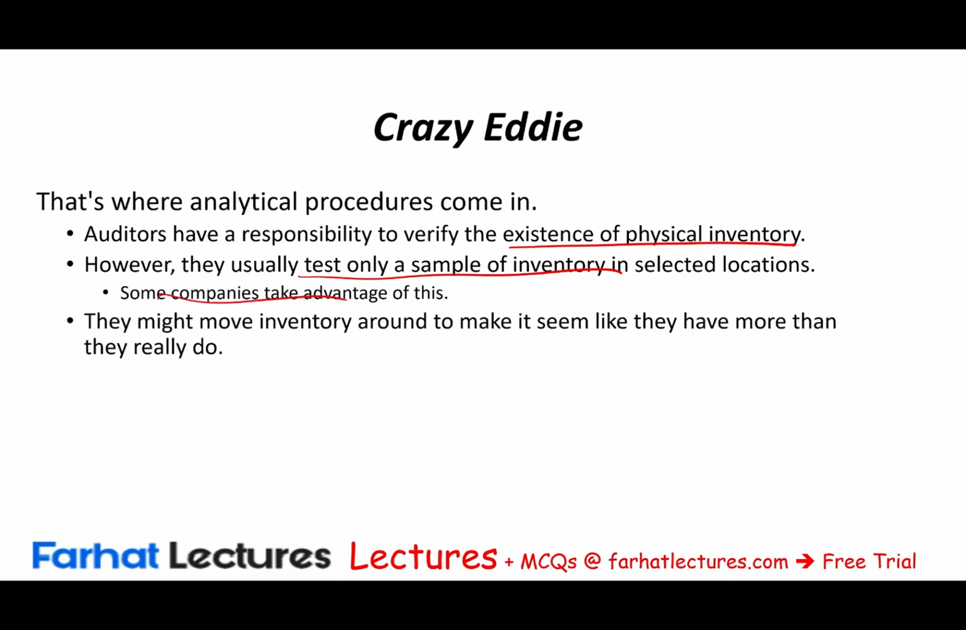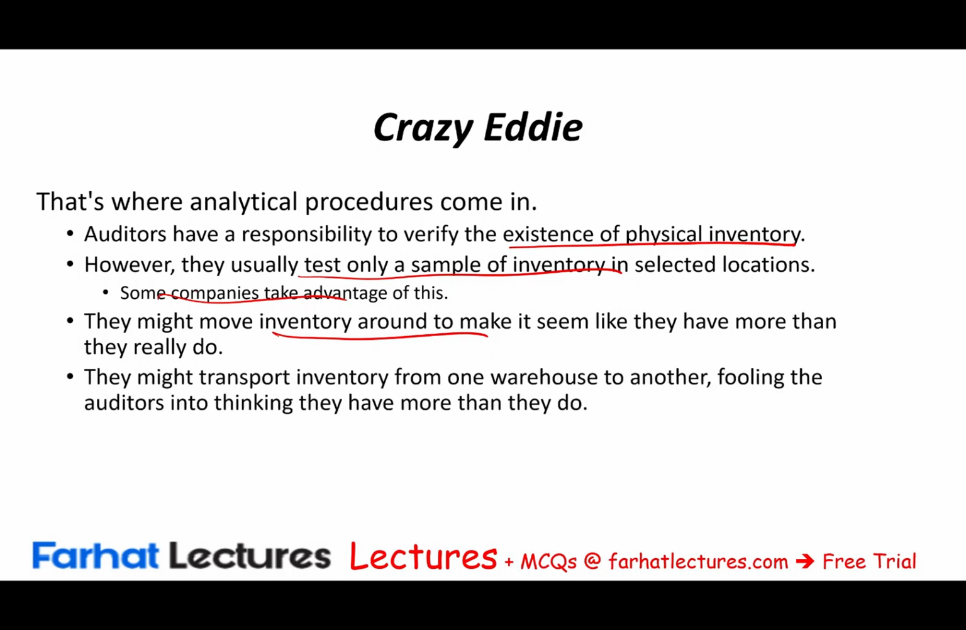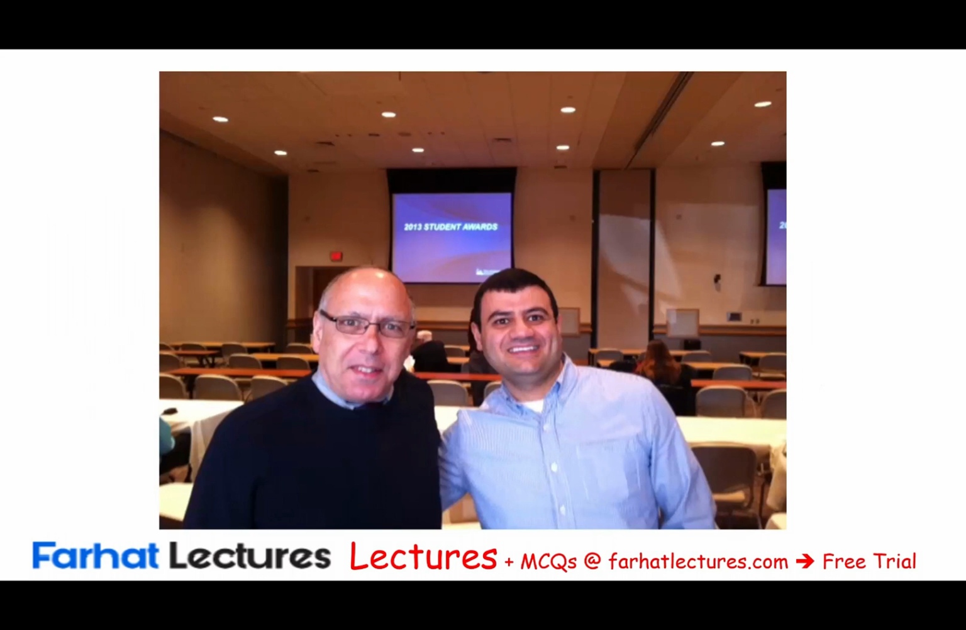And what they did, Crazy Eddie, what they're known for, is they moved inventory around to make it seem that they have more than what they really did. So they would move it from one warehouse to the other, fooling the auditor into thinking they have more inventory than they do. And this is me, in 2013, and this is Crazy Eddie.